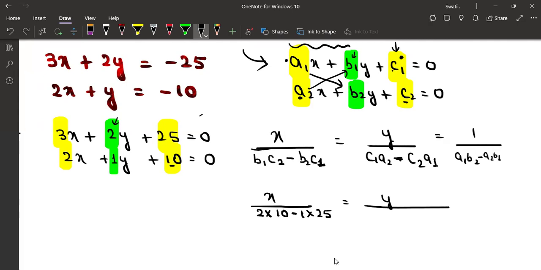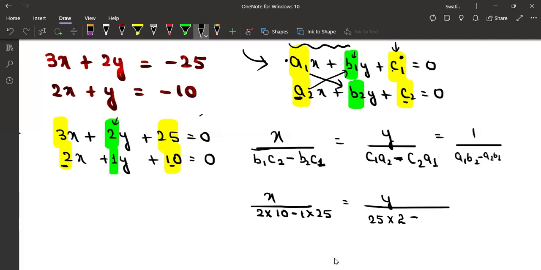Now tell me the next step. C1 is 25. Very good. Into A2. A2 will be 3? A2 is 2, right? See, A2 is here. What is A2? Is it not 2? Okay. Minus C2 into A1.